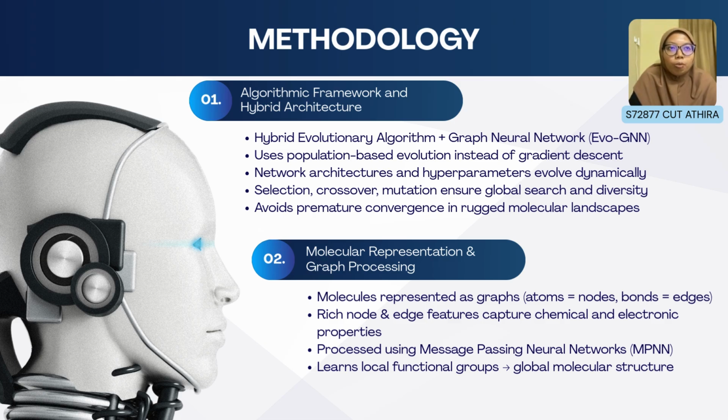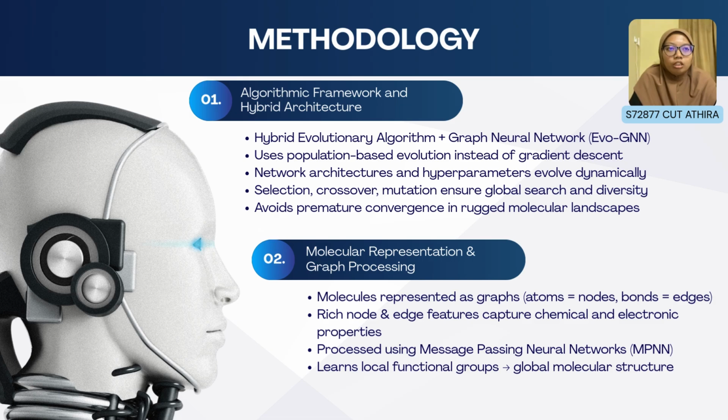We begin with a population of heterogeneous neural networks, each representing a candidate solution for predicting drug target interactions. Through evolutionary operations such as selection, crossover, and mutation, the system explores a wide range of architectures while avoiding premature convergence to local minima.